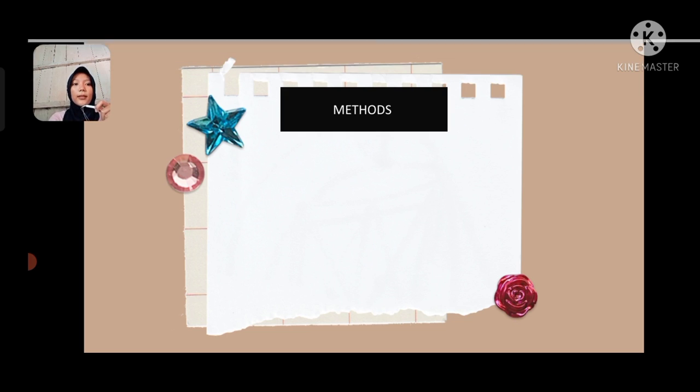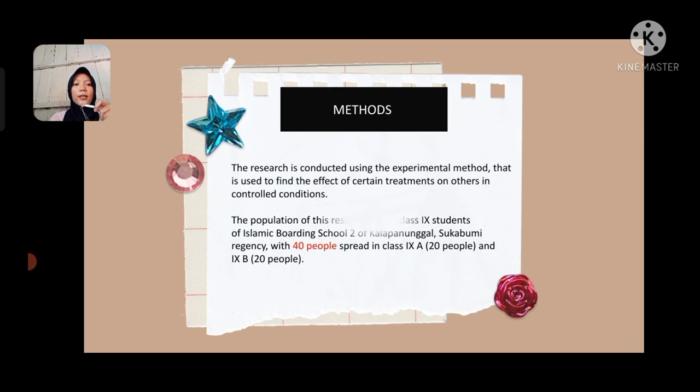The next is methods. The research is conducted using experimental method that is used to find the effect of certain treatments on others in controlled condition. And the population of this research is the class 9 students of Islamic Boarding School 2, Kalapanunggal, Sukabumi Regency, with 40 people spread in class 9A for 20 people and 9B 20 people.